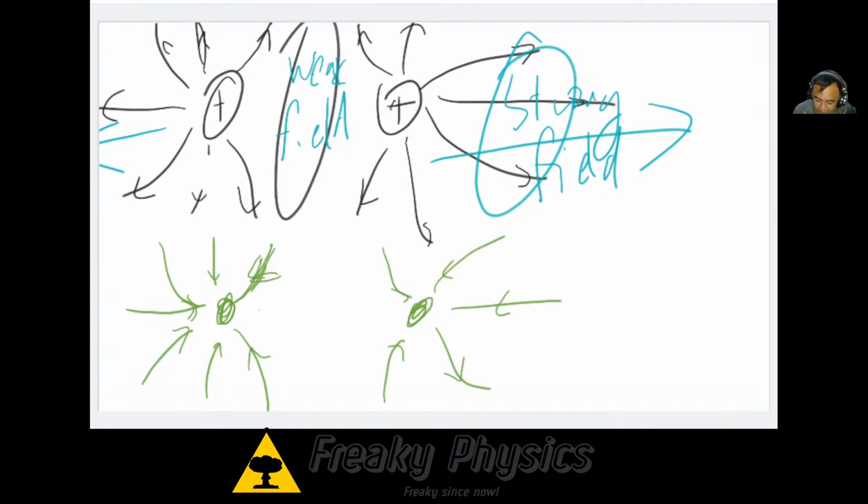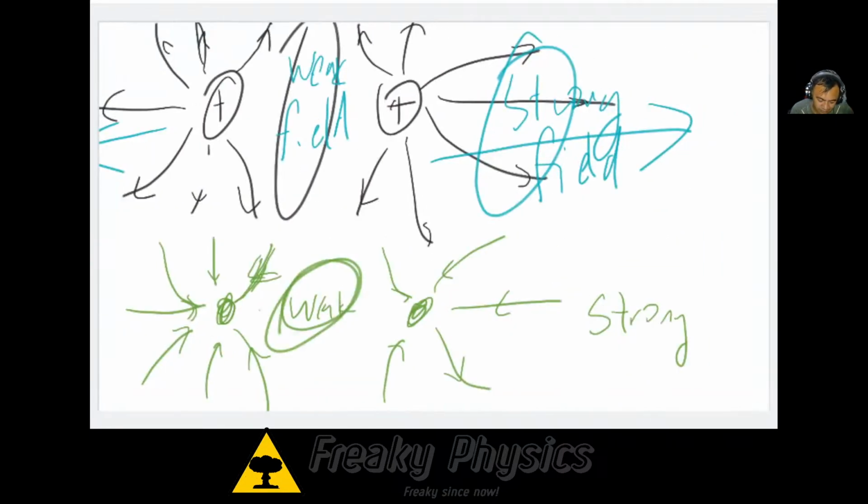They're still going to repel for the same reason. This is a weak field here. This is a strong field here. So which way is it? How does it repel if it pulls it in? What happens here is it's not going to pull it in, even though the field lines are pulling each other in. Here's another way of thinking about it.